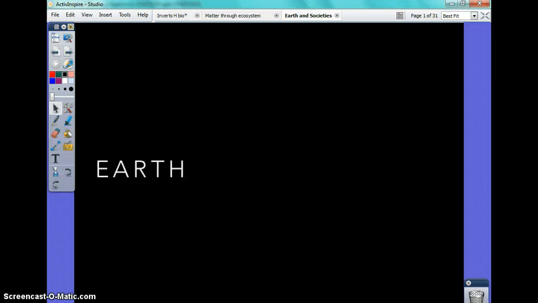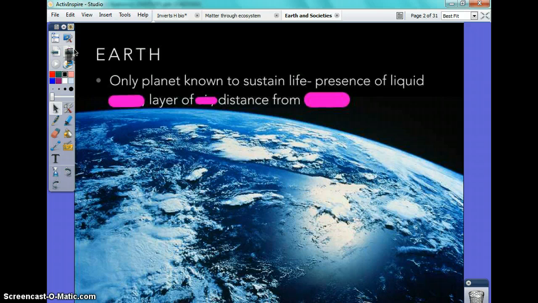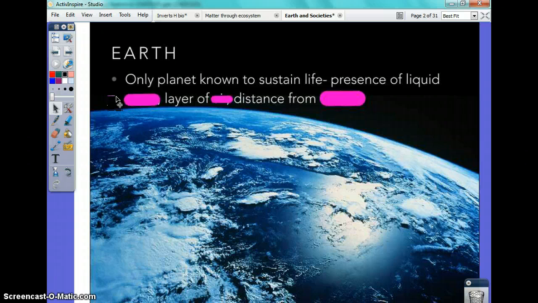Okay, so we're going to talk about the Earth now. Earth is the only planet known to sustain life because why? What are the 3 reasons? The presence of liquid water, the distance from the sun, and the layer of atmosphere, air. Yeah, so we have the atmosphere.